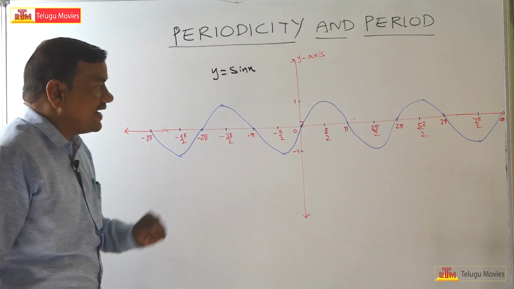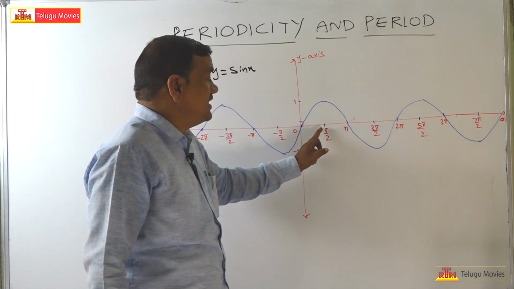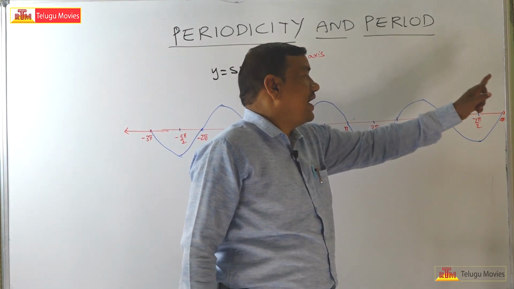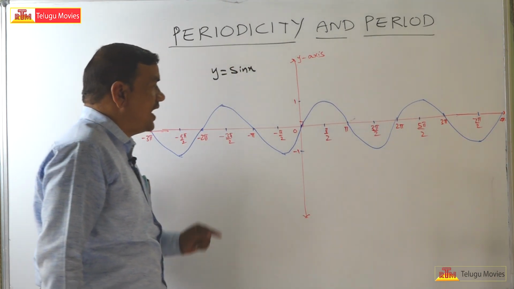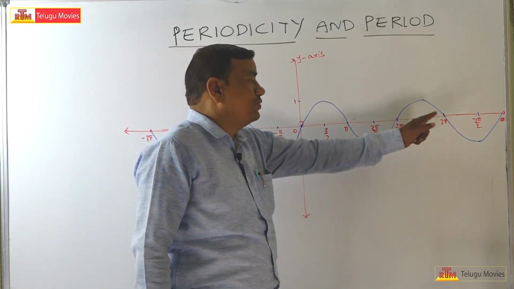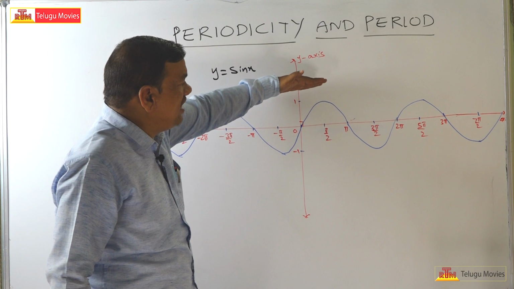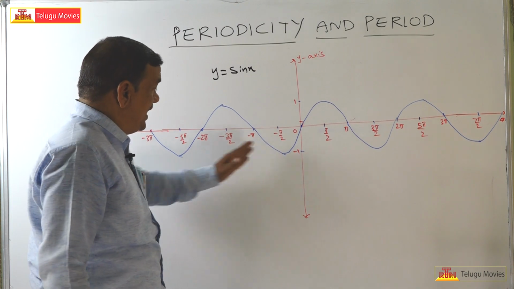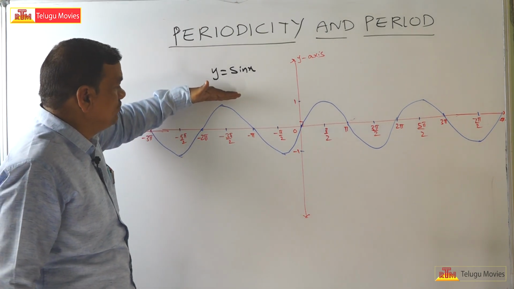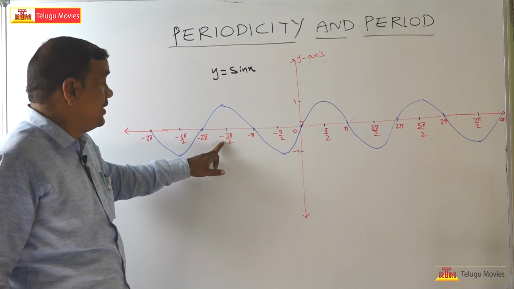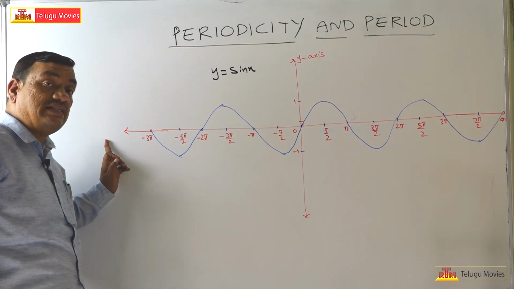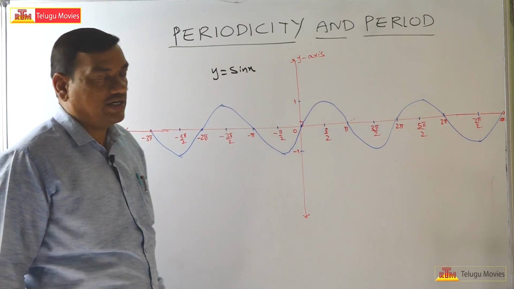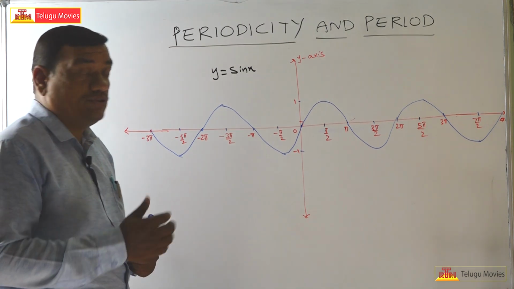The next point is that the graph takes the maximum value at pi by 2 and 5 pi by 2, again 9 pi by 2, like that, and the minimum value at 3 pi by 2, 7 pi by 2. So what is the maximum value it takes? 1. What is the minimum value it takes? -1. In the negative direction also, the maximum value is 1, obtained at minus 3 pi by 2, again at minus 7 pi by 2, and the minimum value is -1. That is the conclusion we observe.